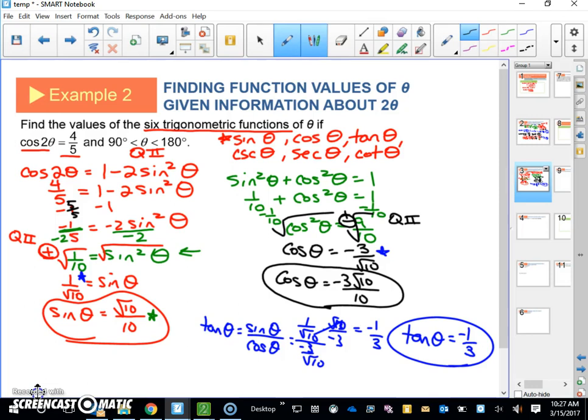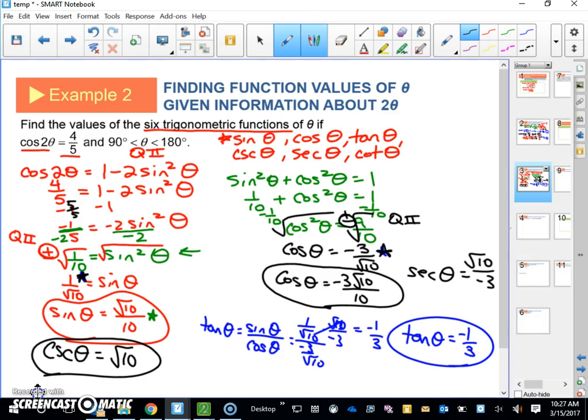So find the other three, the reciprocal functions, just by flipping. So I know cosecant is the reciprocal of sine. We're going to do the reciprocal. Again, go back to your non-rationalized version when you're going to do the reciprocal. That's going to be the square root of 10 over 1. Square root of 10. When we do secant theta is the reciprocal of cosine theta. And again, go to your unrationalized. When you flip, we've got square root of 10 over negative 3.